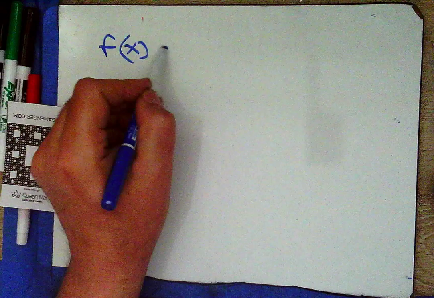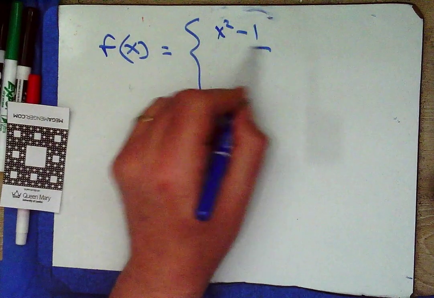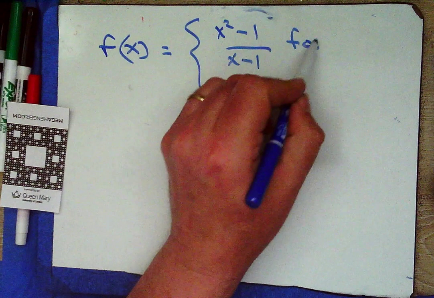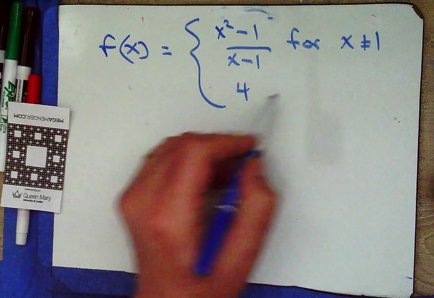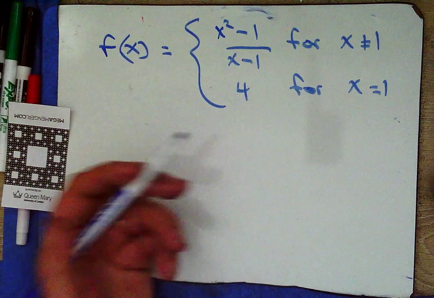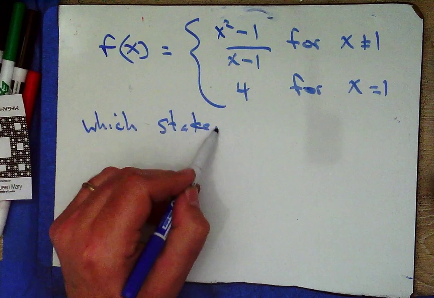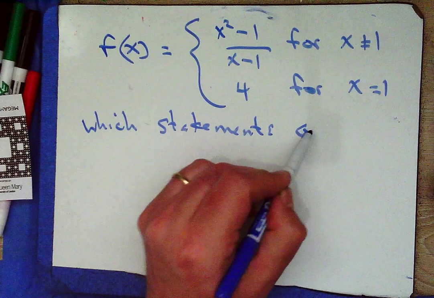But for right now, I think I just want to ask you some questions. Okay? So here we go. Here's our function f of x. F of x is x squared minus 1 over x minus 1 for x not equal to 1, and 4 for x equal to 1. And I want to know this. Which statements are true?